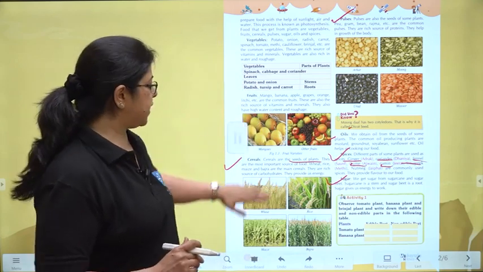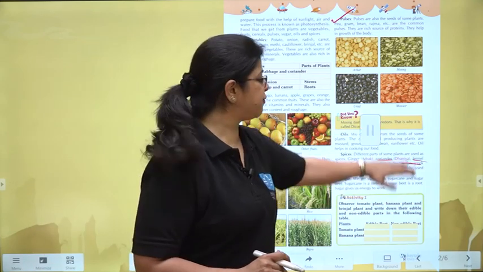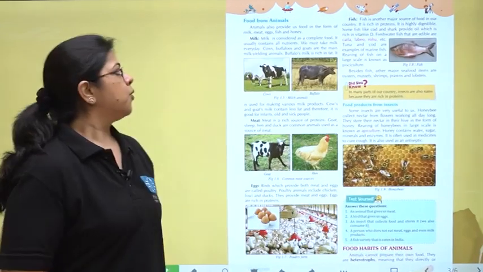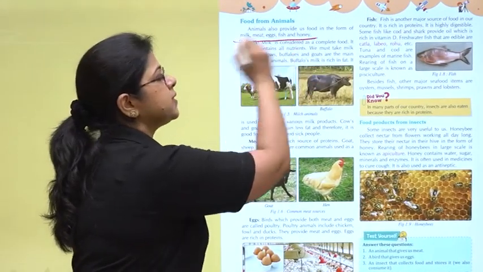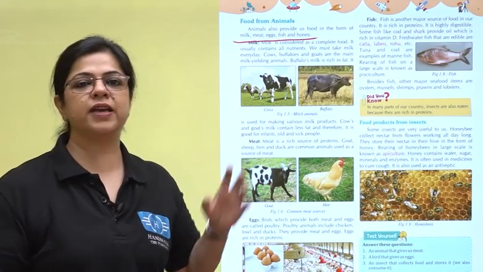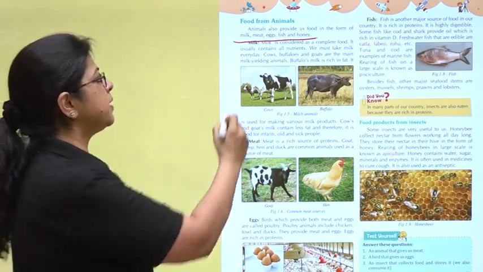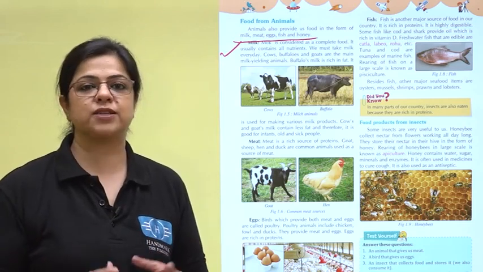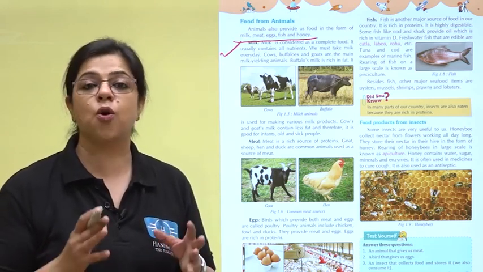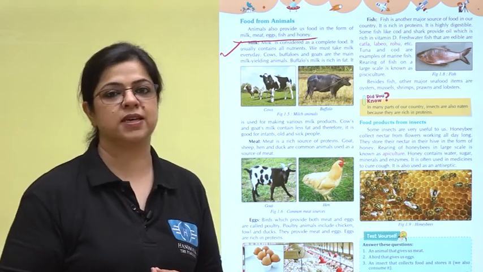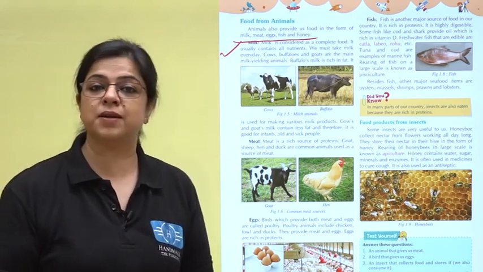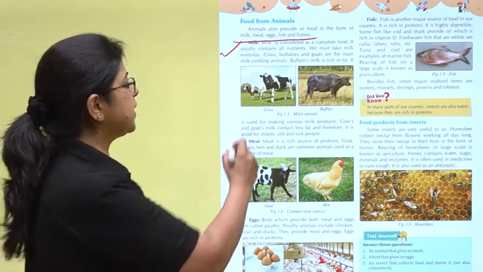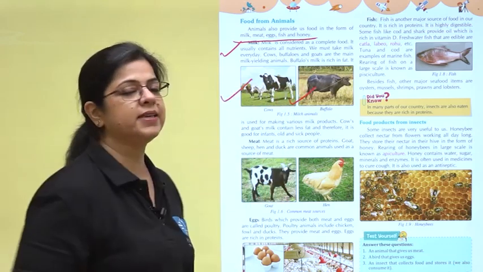The food that we get from animals is in 5 main categories. We get milk, meat, eggs, fish, and honey from animals. Coming to milk first. Milk is considered a complete food as it has got all the required nutrients in it. Milk is obtained from animals like buffaloes, cows, and goats. Here we can see some milk yielding animals.